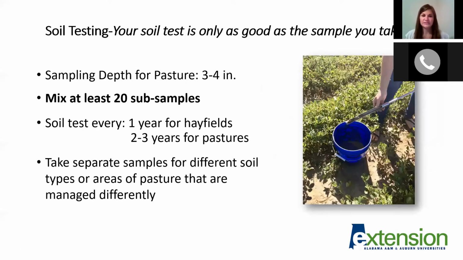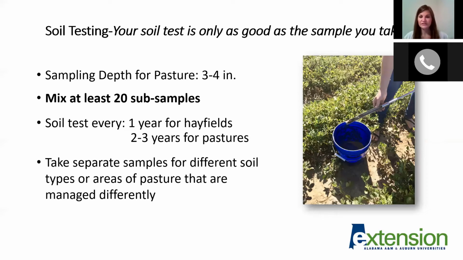So for pastures and hayfields, we recommend taking samples to a depth of about 3 to 4 inches. It's important to remember that your soil test is only as good as the sample you take. We're using just a few grams of soil to make recommendations for your entire field. So it's important to get a large number of subsamples. We recommend at least 20 subsamples, especially for pastures, because again, that nutrient distribution is so unequal in pastures. So make sure that you go throughout your field and randomly collect those samples, mix them all together, and put them in a soil test box for analysis.